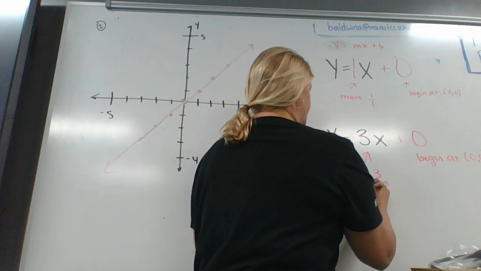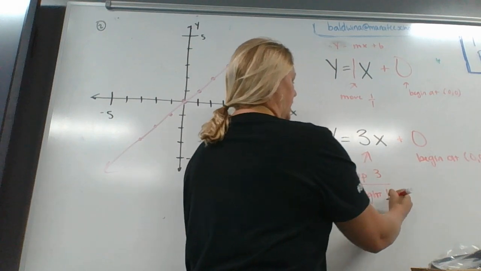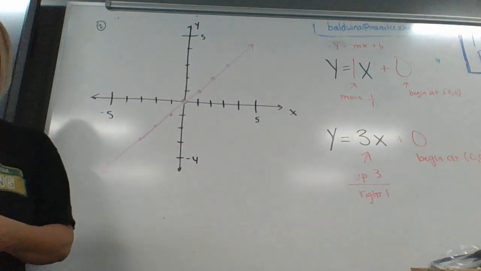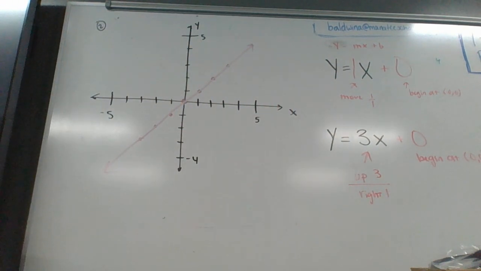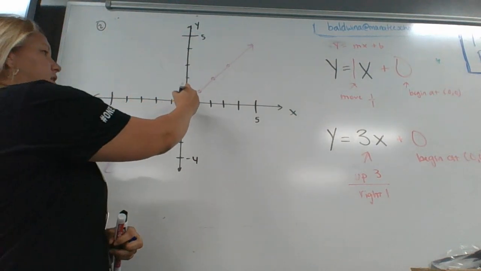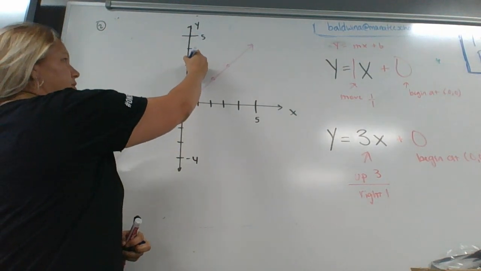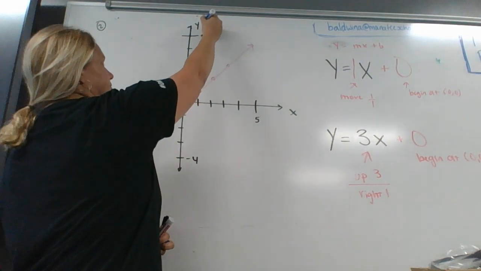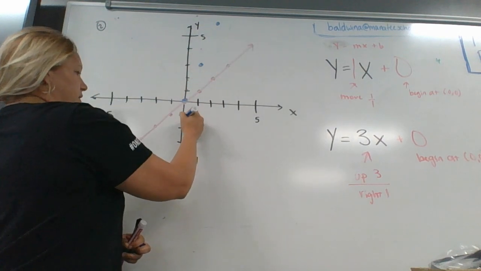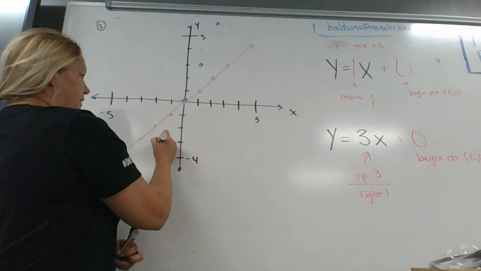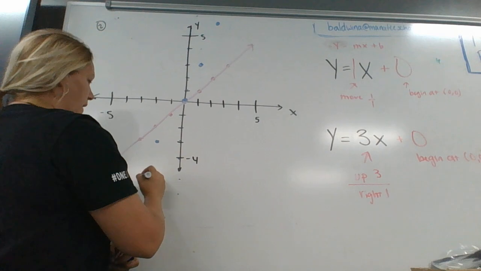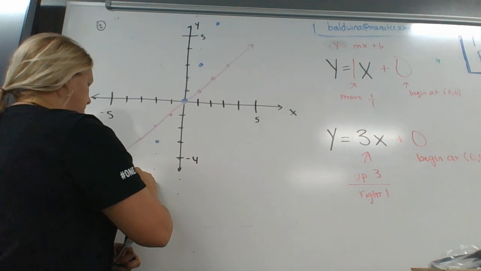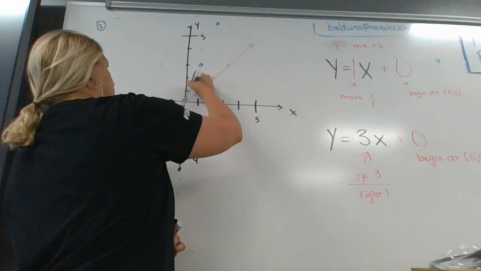Up 3, right 1. Here we go. Starting at 0, up 3, right 1. I want to follow that same pattern down and connect it.